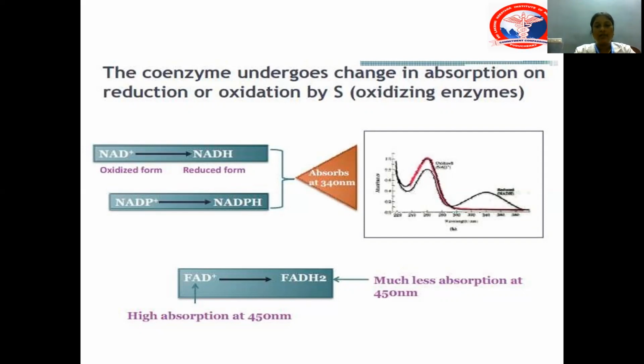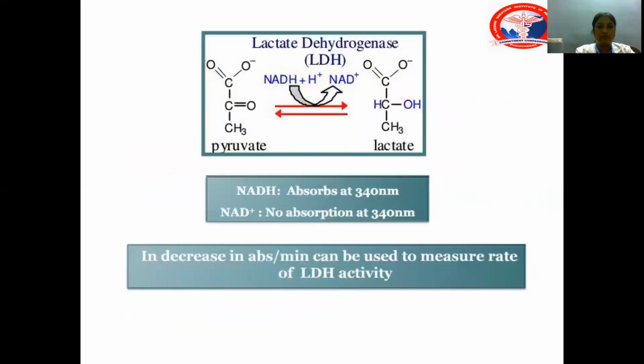And the third example, where FAD has got higher absorption at 450 nanometer, can be reduced and converted into FADH2, which is the reduced form, which has got much less absorption at 450 nanometer. It is totally different from that of the previous two examples. So here the same thing happens.